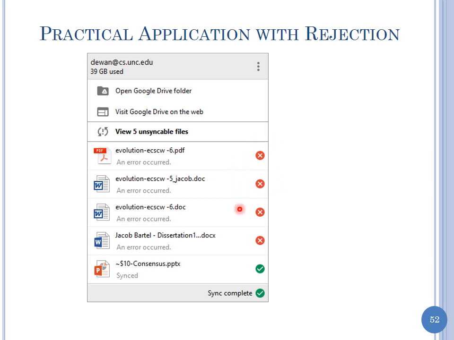So this is where it would be useful to have this form of consistency. I know that this is invalid, so I can try again. I can email it to myself. That's what I typically ended up doing. I can create a copy of the file, and then Google would succeed.